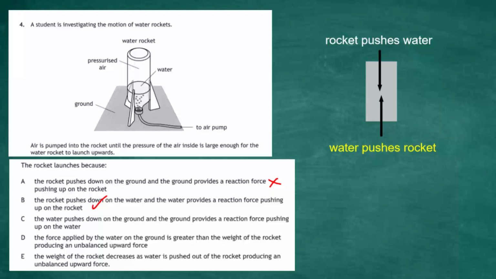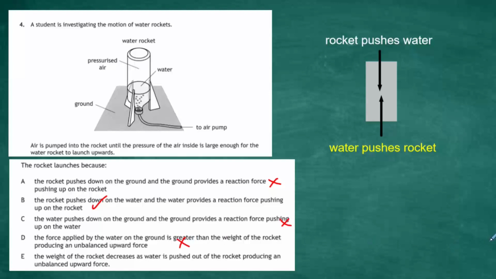C, the water pushes down on the ground. Well, once again, it's not pushing down on the ground, it's pushing the water. And D, the force applied by the water on the ground is greater than the weight of the rocket, producing an unbalanced upward force. Sounds good, but not really. You're looking for an action force and a reaction force. We'll rule that one out.